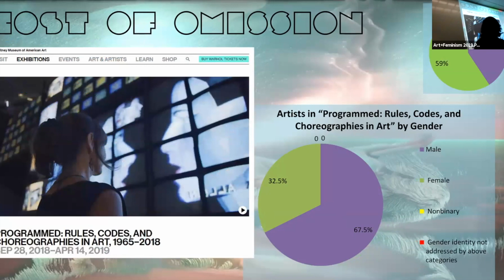Contrasting that, I was recently over spring break at the Whitney, and there was a huge exhibit spanning big swaths of new media art history by Christiane Paul, one of the most significant new media art curators in the country, called Programmed: Rules, Codes, and Choreographies in Art. Again, spanning almost the entire history of the medium at one of the most significant museums in the country.